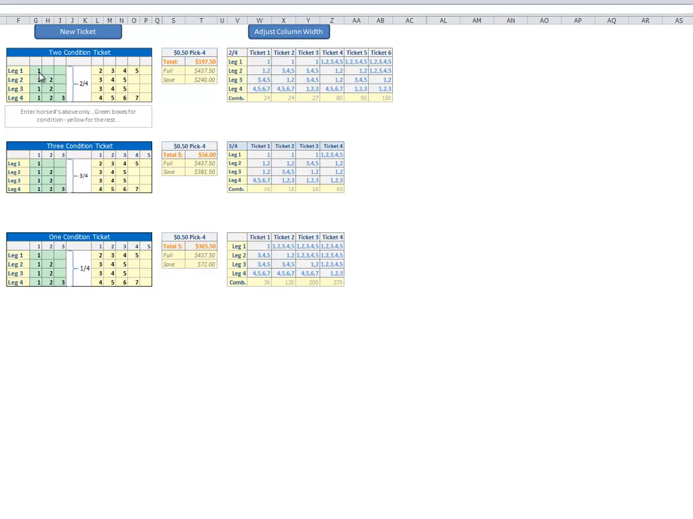So for example, if in leg 1 horse number 1 wins, leg 2 horse number 1 wins, leg 3 horse number 3, 4, or 5 wins, and leg 4 either horses 4, 5, 6, or 7 win, we are guaranteed a winning ticket. The tickets are formulated by the tickets here. Please adjust the column width so none of the numbers get hidden. This would be ticket 1, which is 24 combinations, ticket 2, 24 combinations, and so forth. These 6 tickets must all be placed in order for this conditional play to be active.